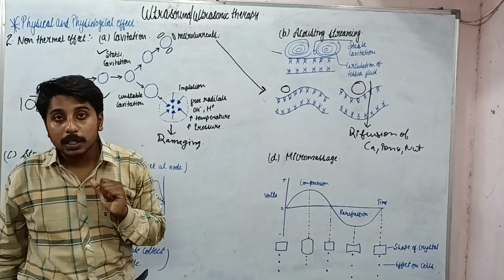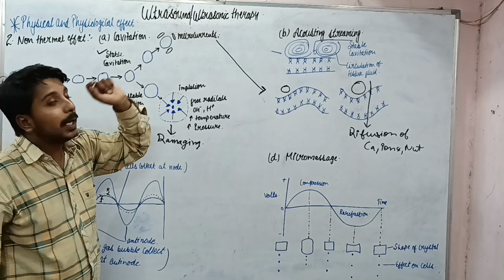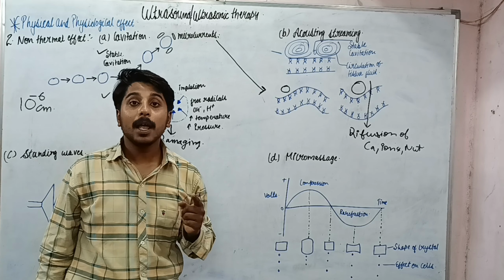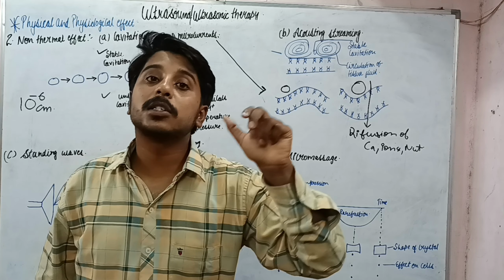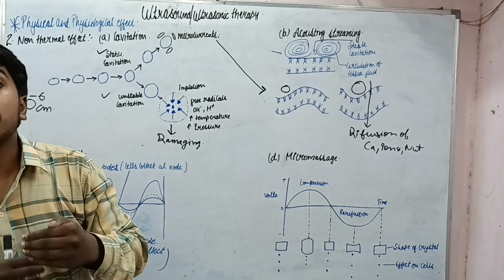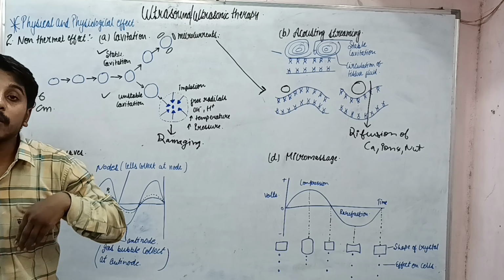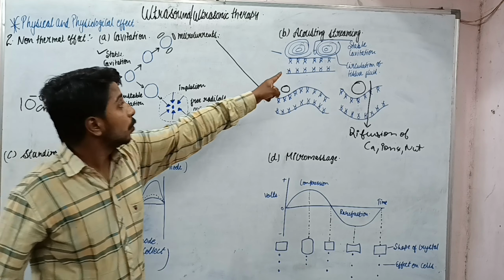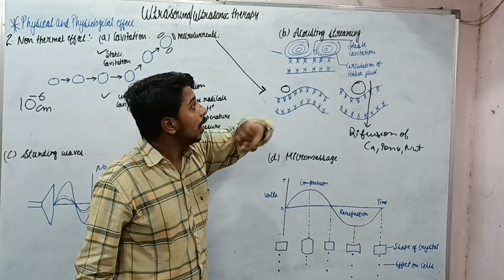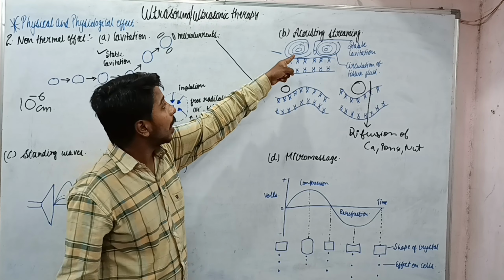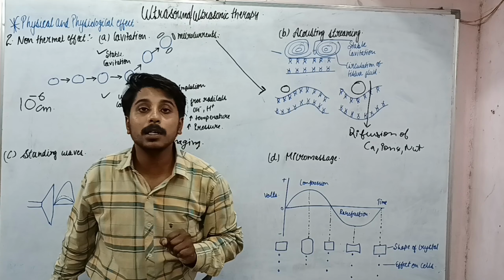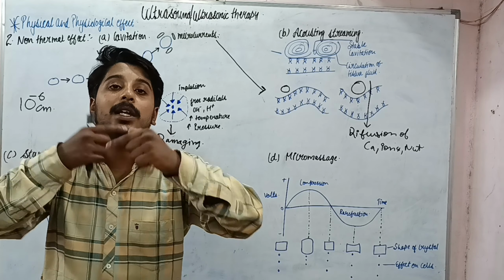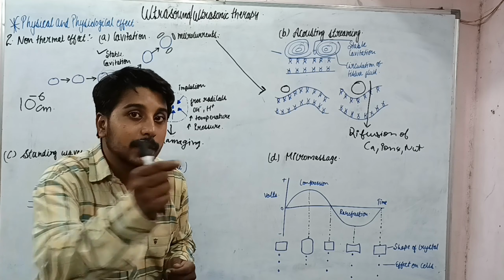Now what is acoustic streaming? This stable cavitation is associated with the acoustic streaming. Why? Because whenever there occurs a stable cavitation, there is a radiating torque. Okay, and what is the meaning of torque? It is the rotatory force. So you can see in the diagram that this is the stable cavitation, and around this the tissue fluid is circulating, that is circulation of tissue fluid. So it is moving in a circular direction because of the torque.